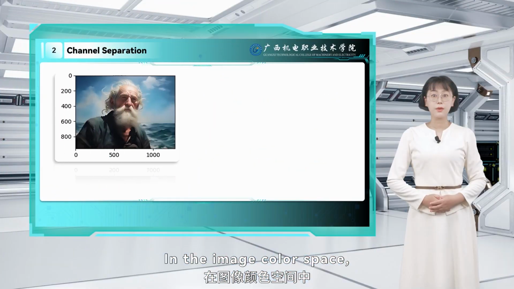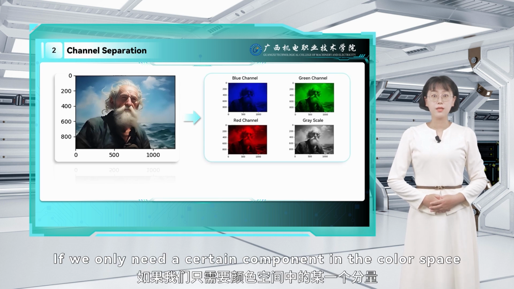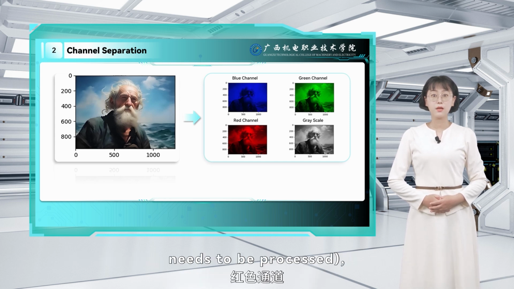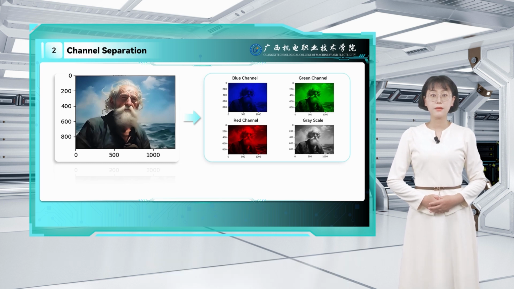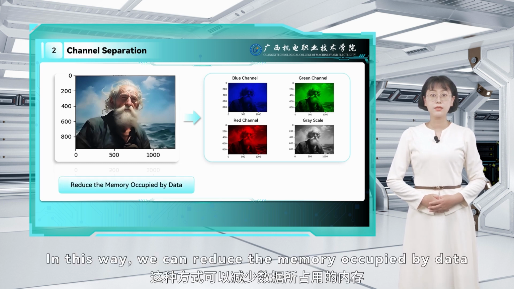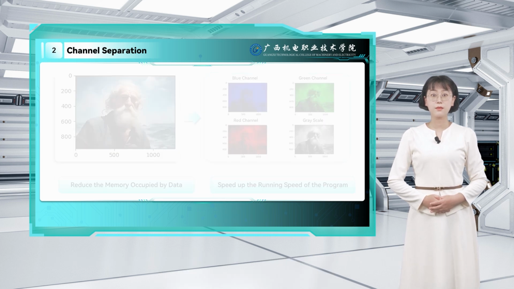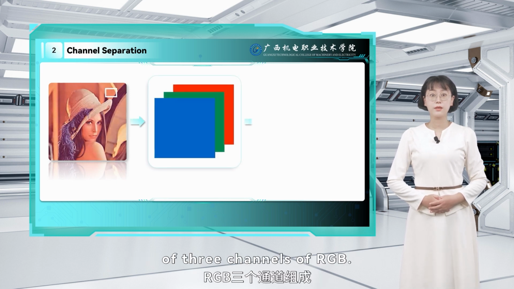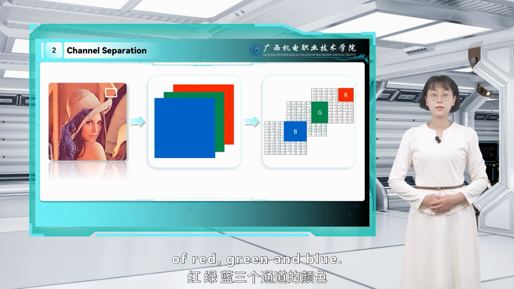In the image color space, different components are stored in different channels. If we only need a certain component in the color space, for example, only the red channel in the RGB image needs to be processed, we can separate the red channel from the three channels of data before processing them. In this way, we can reduce the memory occupied by data and speed up the running speed of the program. Each color picture can be composed of 3 channels of RGB. RGB is the color representing the 3 channels of red, green, and blue.